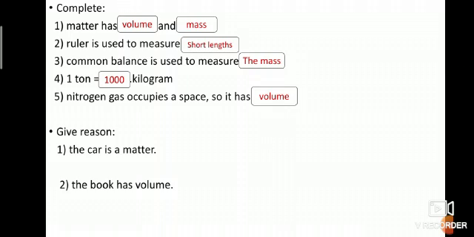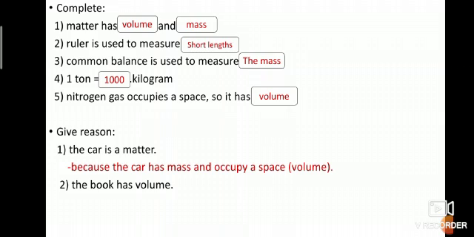Okay, let's move to the last kind of questions, which is give reason. The first question says the car is a matter. Why is the car a matter? The answer is because the car has mass and occupies a space, or we can say because the car has mass and volume.